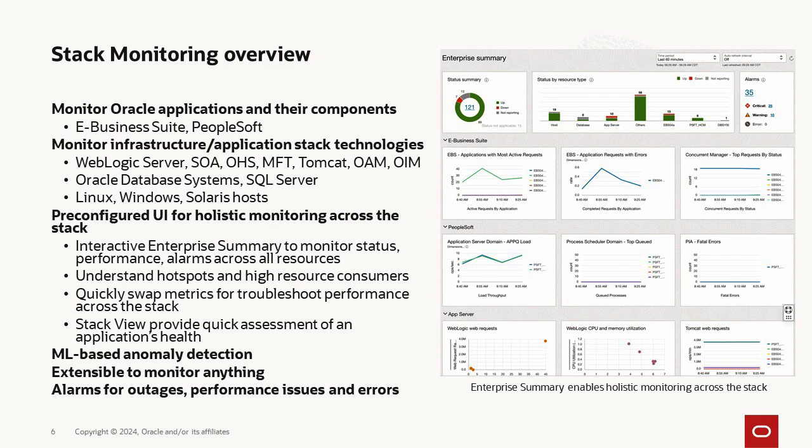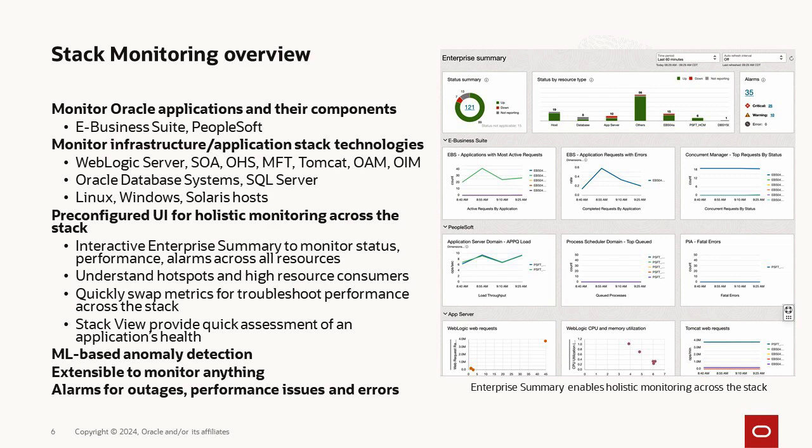For example, our built-in enterprise summary provides an overview of health and open alarms, identifies resource outages and performance outliers. Then as you're troubleshooting, you can quickly change any performance charts, review any metric, or any related resource that could be contributing to performance issues. Another key monitoring UI is our stack view. Stack views enable quick assessment of application health, such as an e-business suite or a PeopleSoft application, by showing that application's key load and response metrics, along with the performance and utilization of the underlying app server, database, and host, all in a single view.